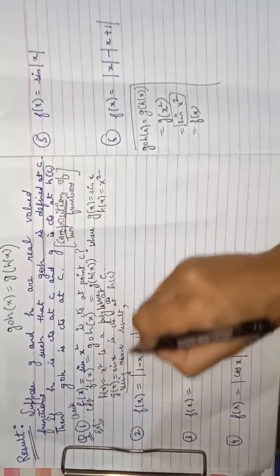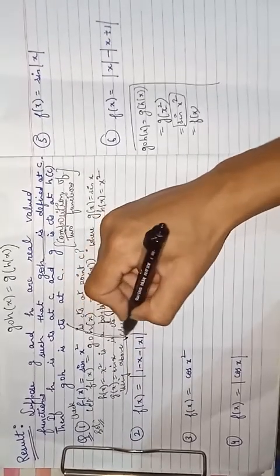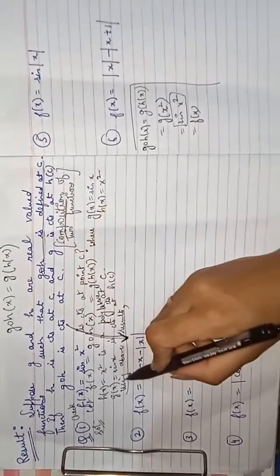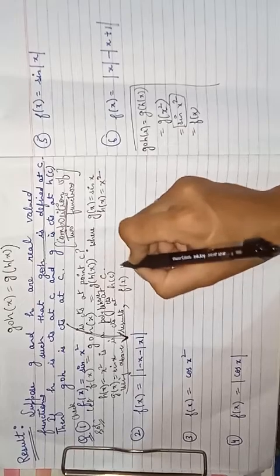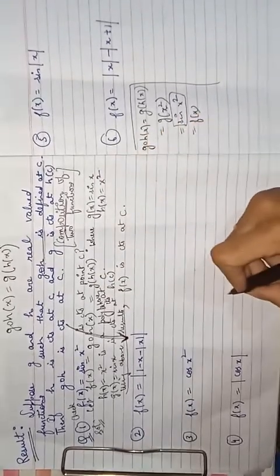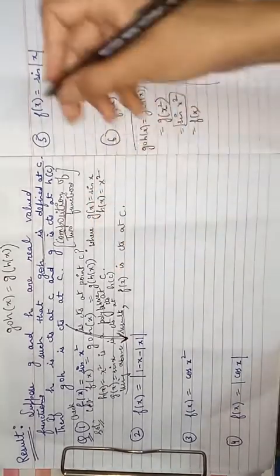Now you need to write the whole statement here to get the full marks in the paper. You need to write the full statement here. I have written, using above result, f of x is continuous at c, right? Now in a similar manner we can do all the 6 questions.